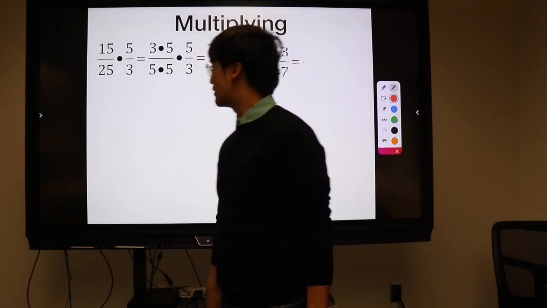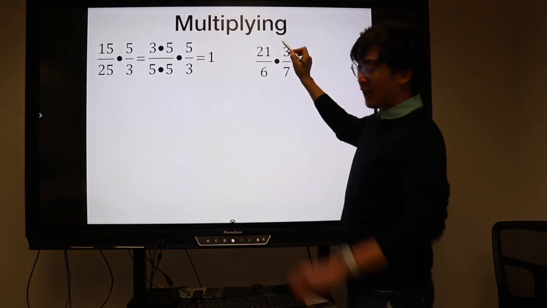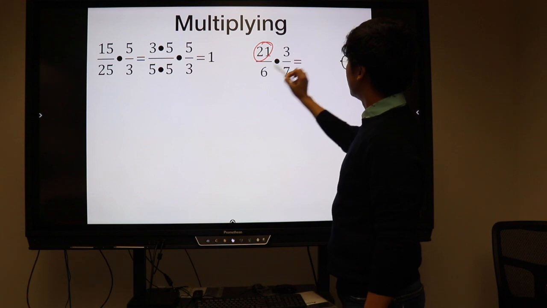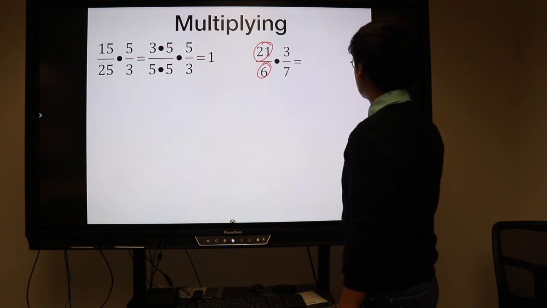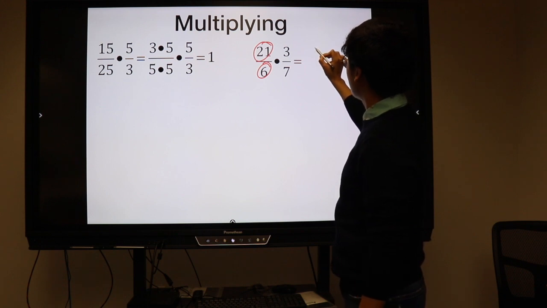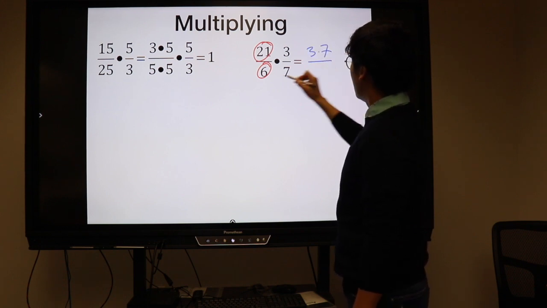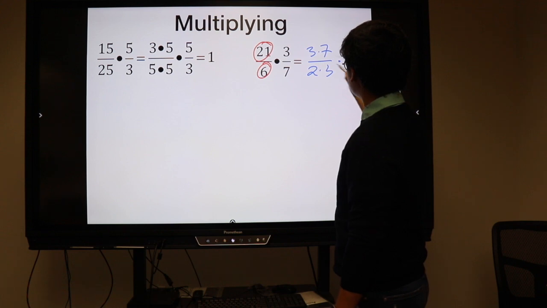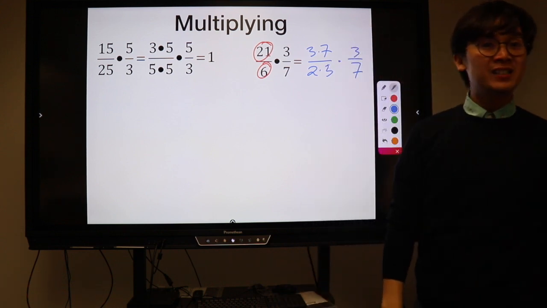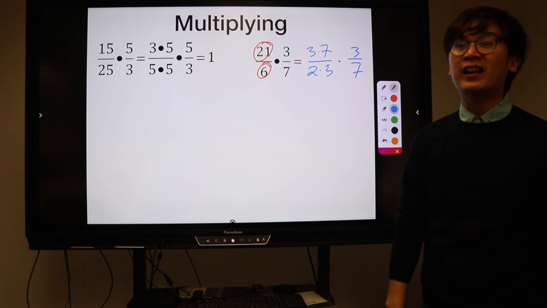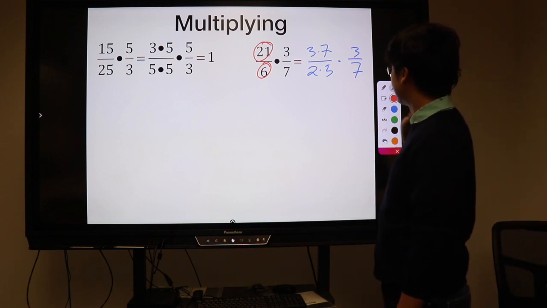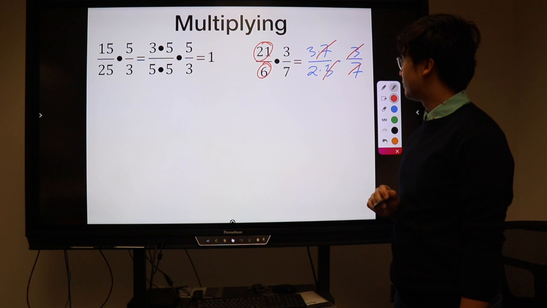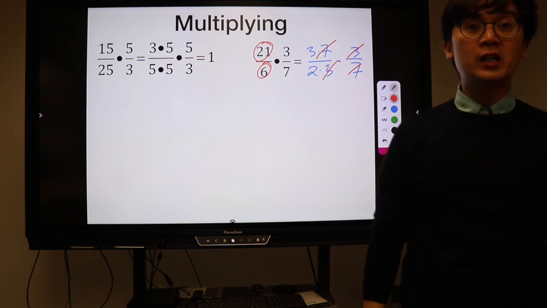What about this one? So let's use the same technique. Can we factor out 21? Yes. How about 3? No. 6? Yes. Okay. So we are going to multiply 21 over 6. What's the factor of 21? 3 and 7. What's the factor of 6? 2 and 3. And then we will just copy 3 and 7, right? Correct. Okay. Now for the fun part, canceling. So we're not multiplying big numbers, we're canceling common numbers. And what can we cancel? The 3s and 7. What's left? 3, 2. And that is the product of the two fractions.